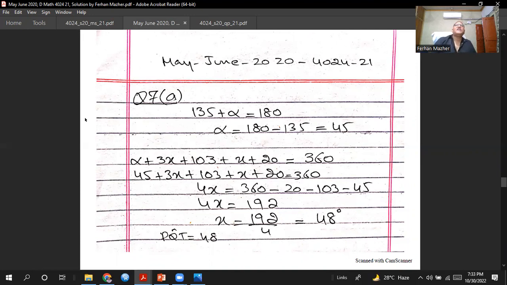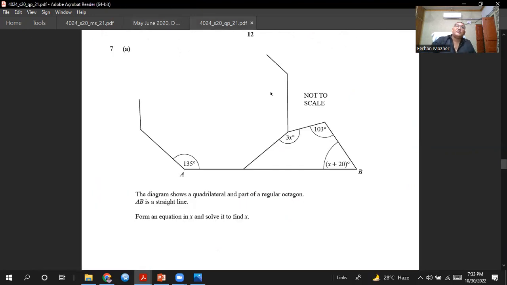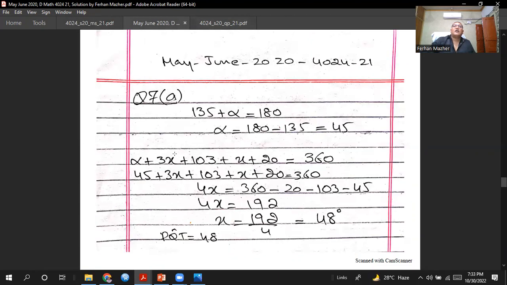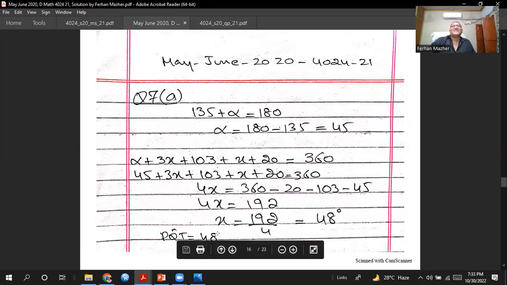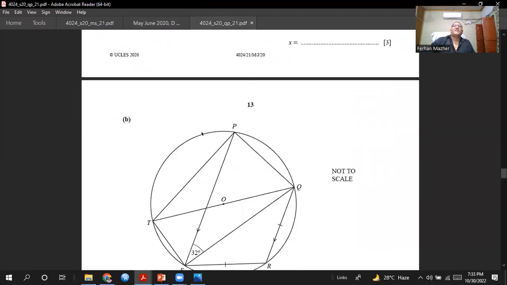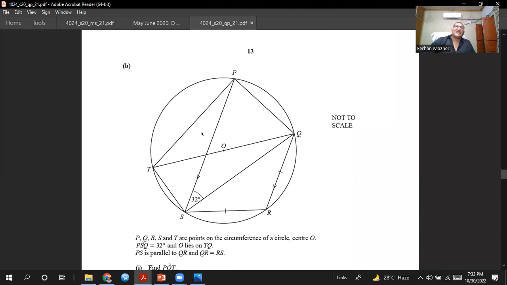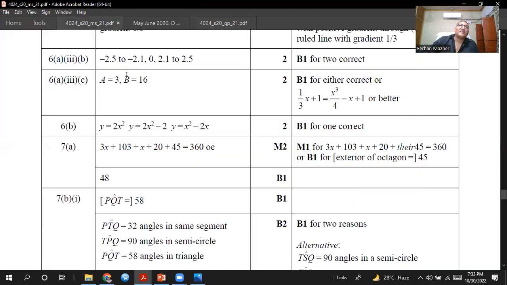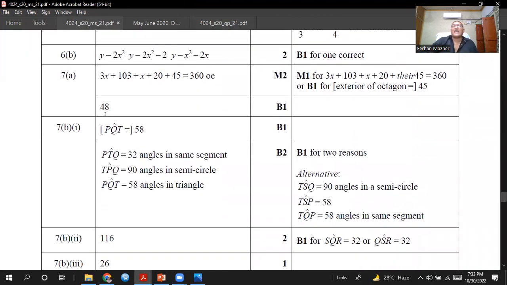So the angle PQT, sorry, the angle X is 48. So just ignore this. By mistake, I think I have written there PQT. PQT is not here. Okay, so we are going to the next question, and that was 48. Let's check. Okay, the value of the angle X is 48. Just ignore that PQT. I mixed that with something.